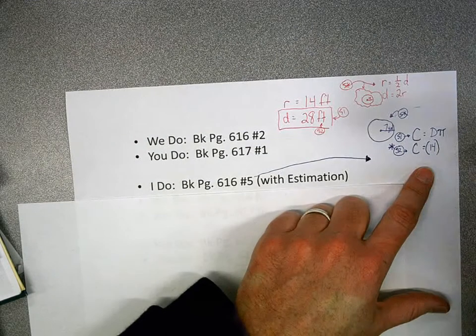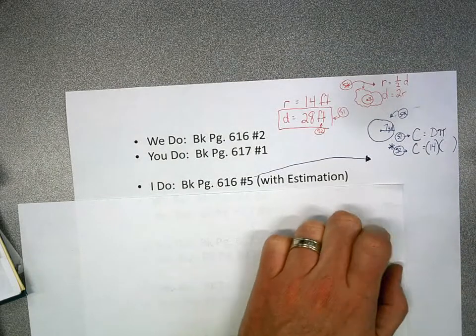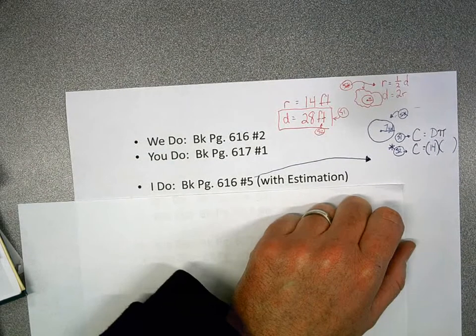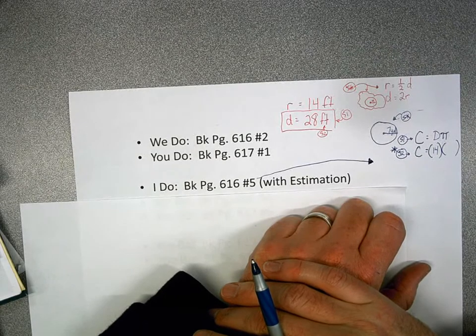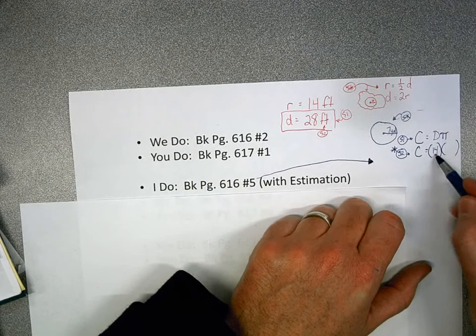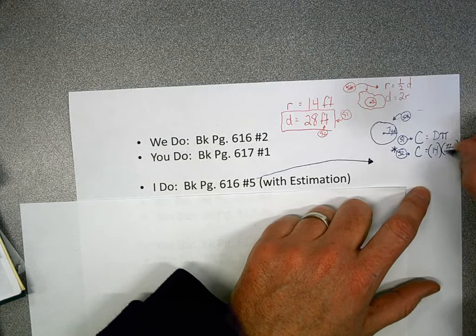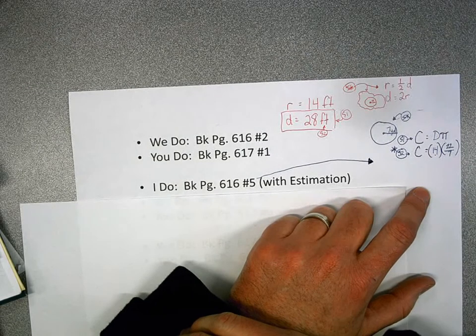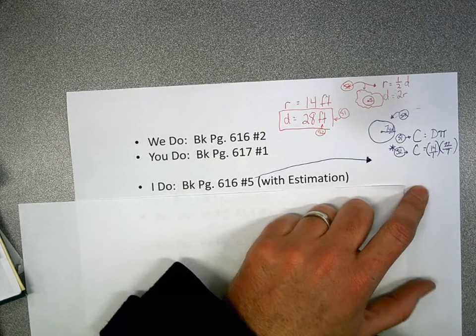Now we have a choice when we plug in pi. We can use 3.14 or 22/7. Now many of us will probably want to use 3.14 because we like decimals better. Here's what I would recommend. If this number here is divisible by 7, use 22/7. Let me show you why. Your life is going to be a lot easier. Look how easy this is.